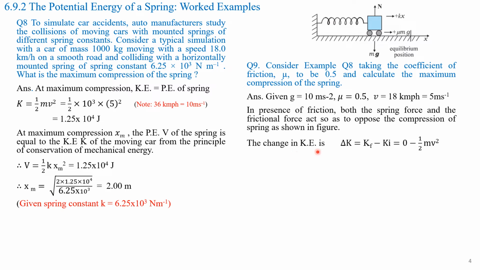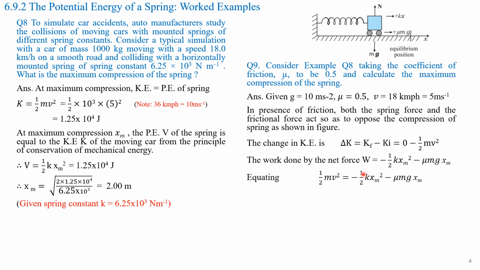Therefore, the change in kinetic energy delta K is equal to Kf minus Ki. Kf is 0, and Ki is half m v square, so delta K is minus half m v square. Therefore, the work done by the net force W is equal to minus half k into Xm square minus mu m g into Xm.